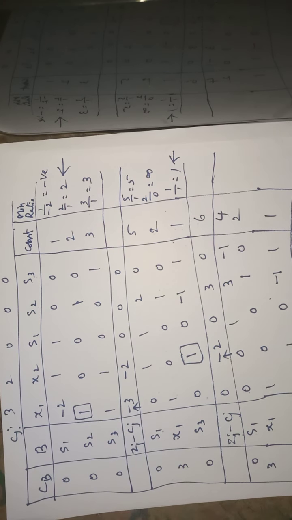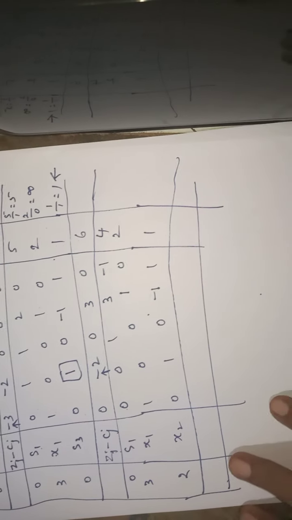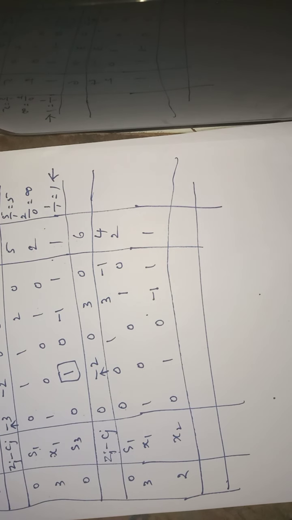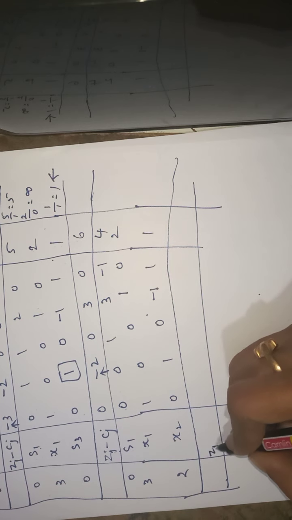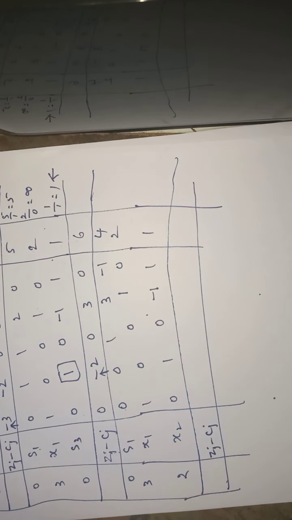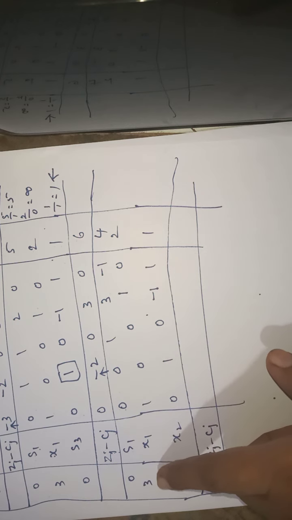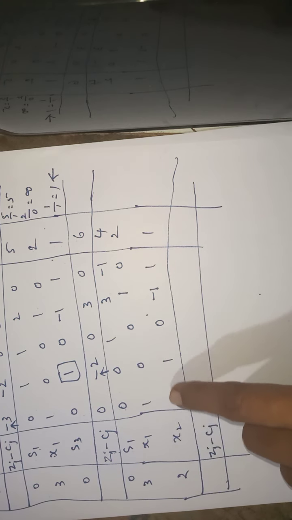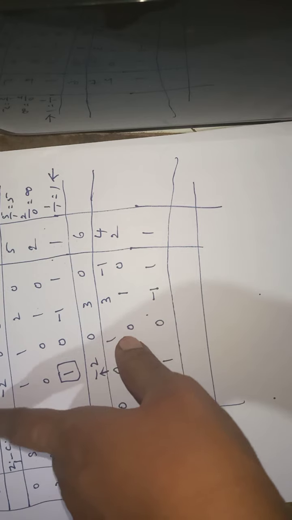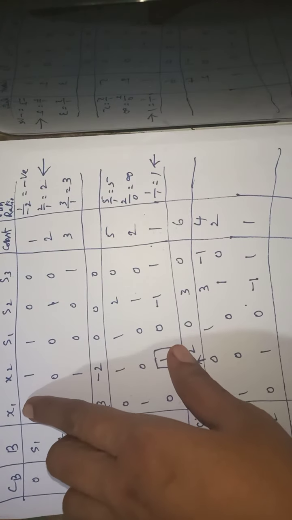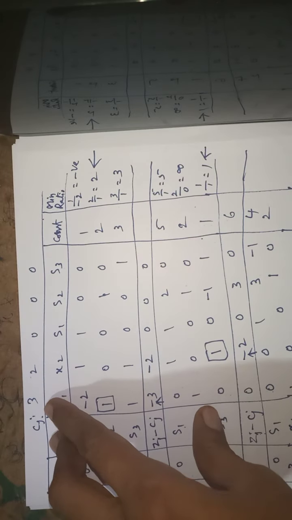Now we will find the index row elements, again using the formula Zj minus Cj. How to calculate Zj minus Cj? This into this plus this into this plus this into this, minus Cj. Cj is how much? Minus 3. Tell me carefully.